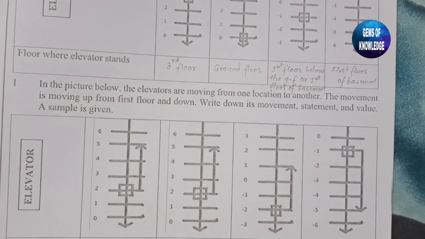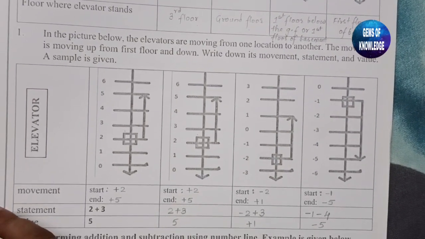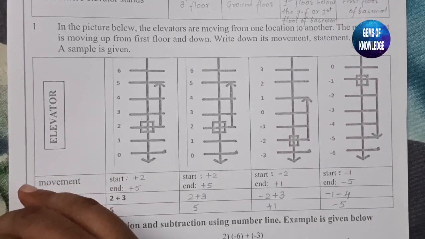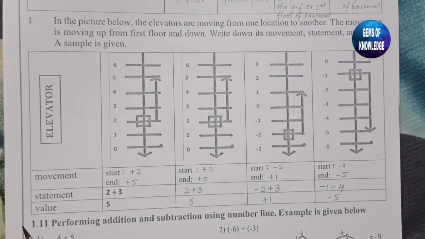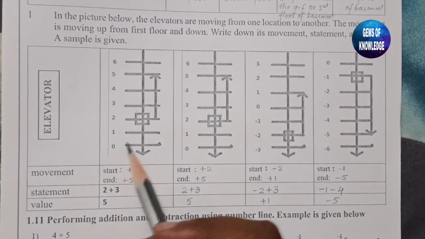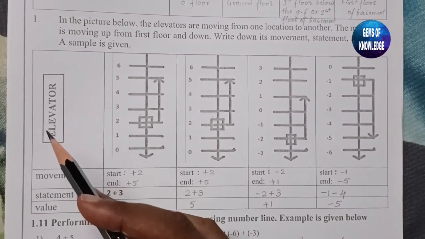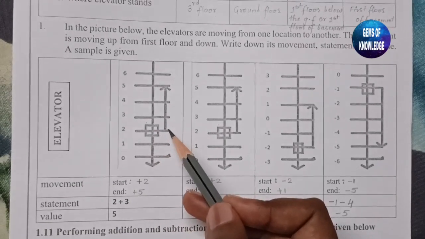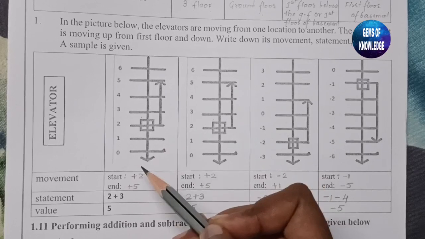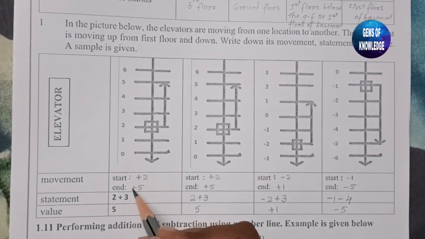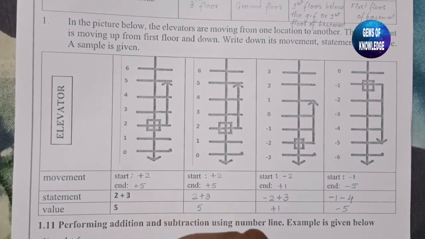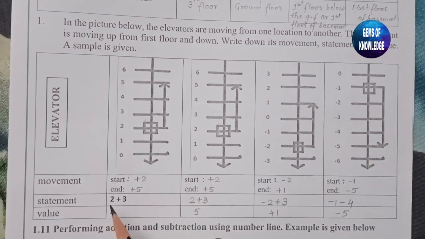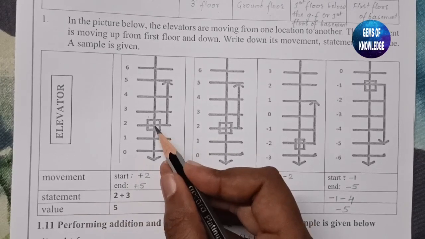Next, in the pictures below, the elevators are moving from one location to another. The movement is moving up from the first floor to downwards. Write down its movement statement and value. A sample is given below. This is the elevator and it is at the second floor right now, and it is moving to the 5th floor. So the starting point will be 2 and it will end at 5. Means how many floors did it go? So that is 2 plus 3. So this is 2 and 3 steps.